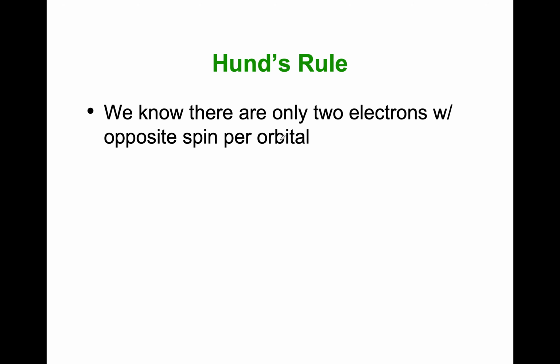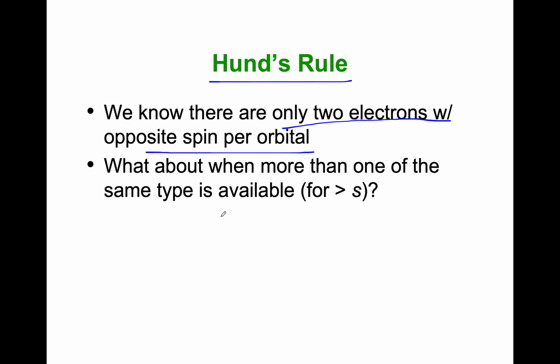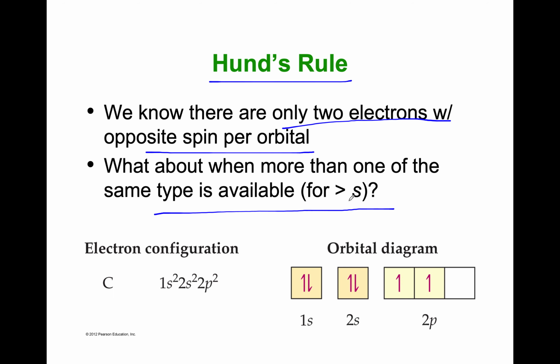Another rule, so we had the Pauli exclusion principle. Another rule is Hund's rule. There are only 2 electrons with opposite spin per orbital. And what happens if there's more than 1 orbital available? So this is talking about orbitals other than s.